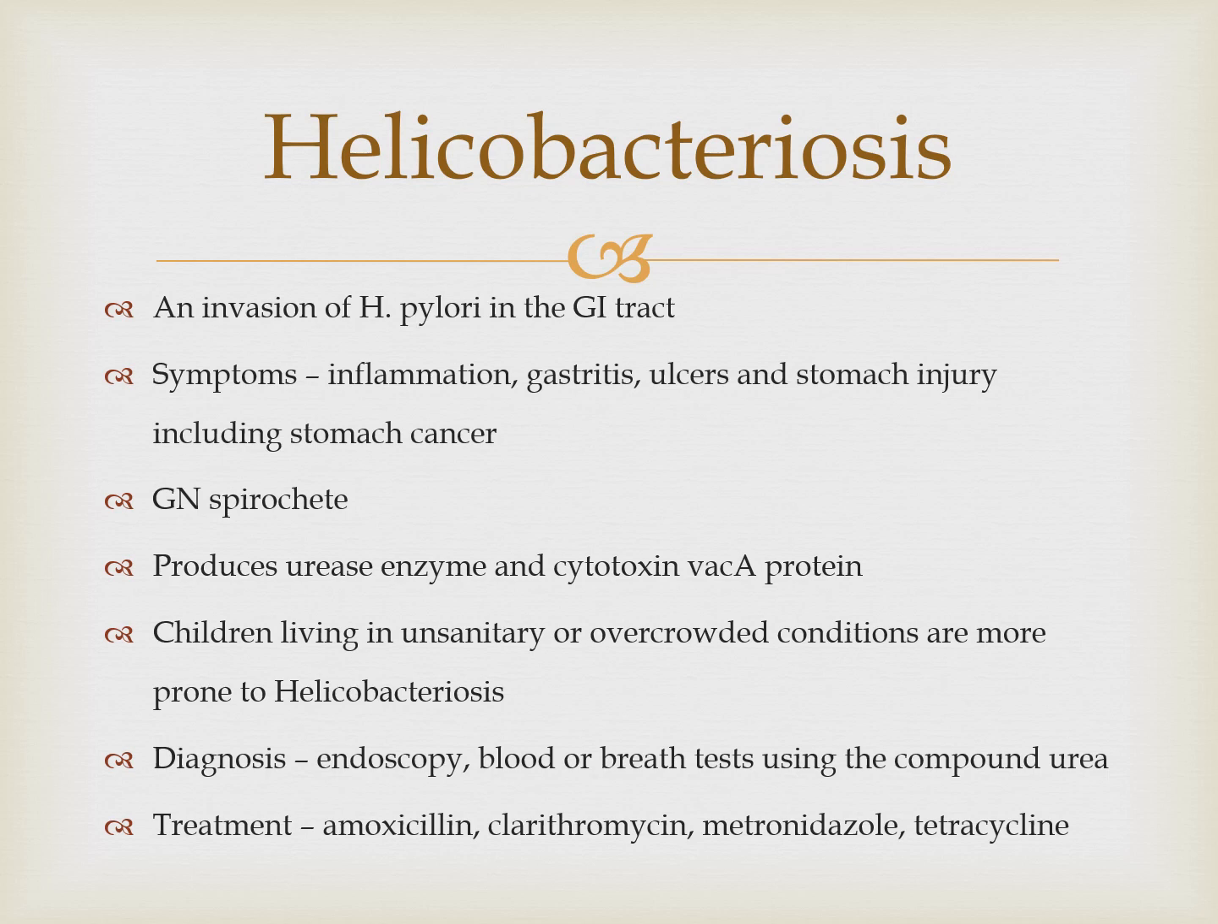To diagnose helicobacteriosis, what we want to do is an endoscopy or a breath test looking for the compound urea. We can also look for the VacA protein, a protein that is a cytotoxin and forms anion channels in target membranes, destroying cellular mitochondria. Okay. The treatment for helicobacteriosis is amoxicillin, clarithromycin, metronidazole, and tetracycline. Let's take a look at a picture of Helicobacter.